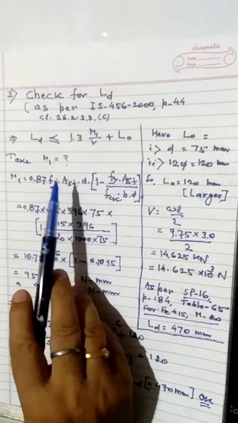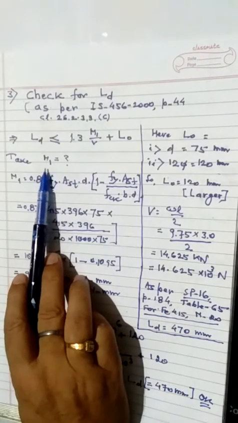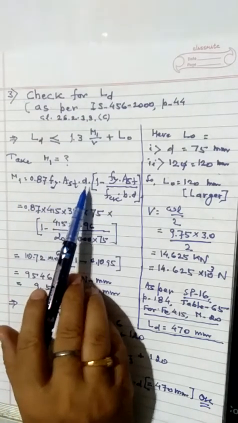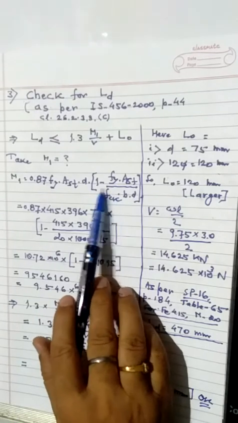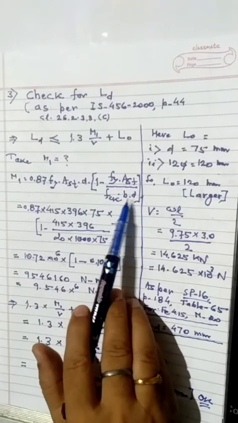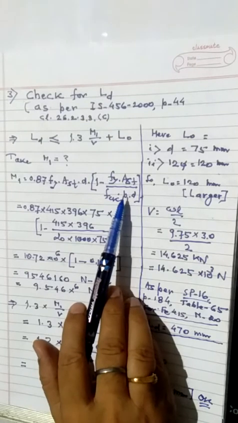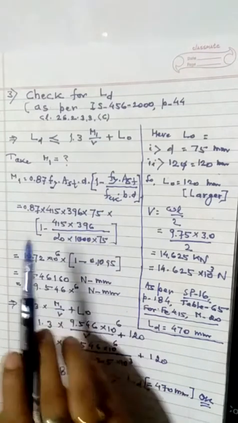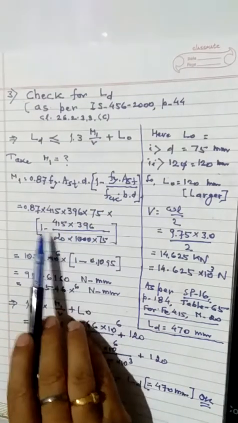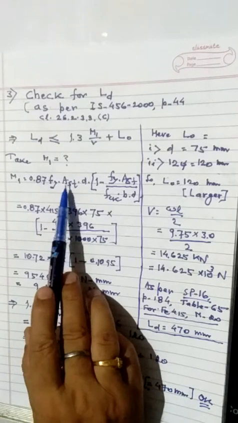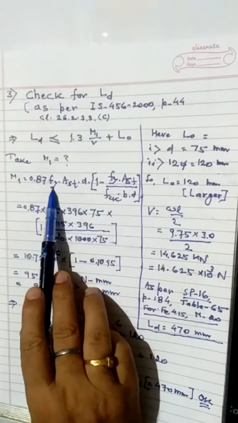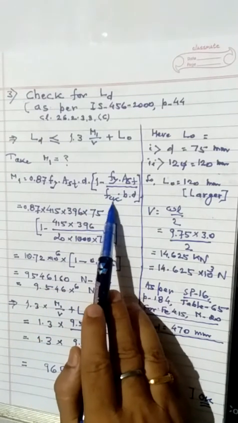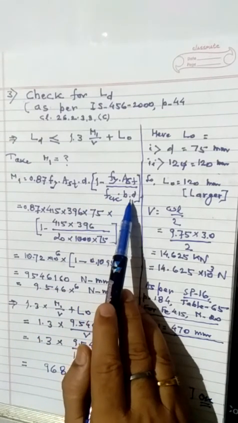Now we will calculate the moment at the concerned section, that is M1 equal to 0.87 Fy AST into D under bracket 1 minus Fy AST divided by FCK BD. So this equation is given in the IS code. So according to this equation, we put all the values. We have all the values: AST we know, Fy is 415, D we have 75 millimeter, FCK is 20, B 1000, D is 75.